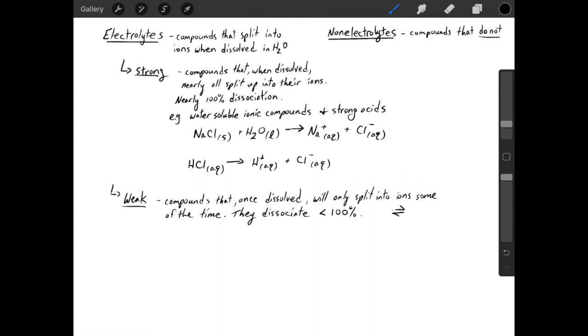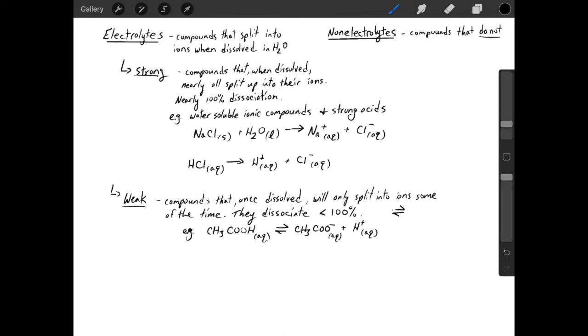So the most common weak electrolytes that you'll encounter are the weak acids. For example, something like acetic acid, which is the main component of vinegar. In any given sample of dissolved acetic acid, only about 1% of the acetic acid molecules are going to split up into their ions. At any given time, 99% of those acetic acid molecules are going to be present as the molecular acetic acid.